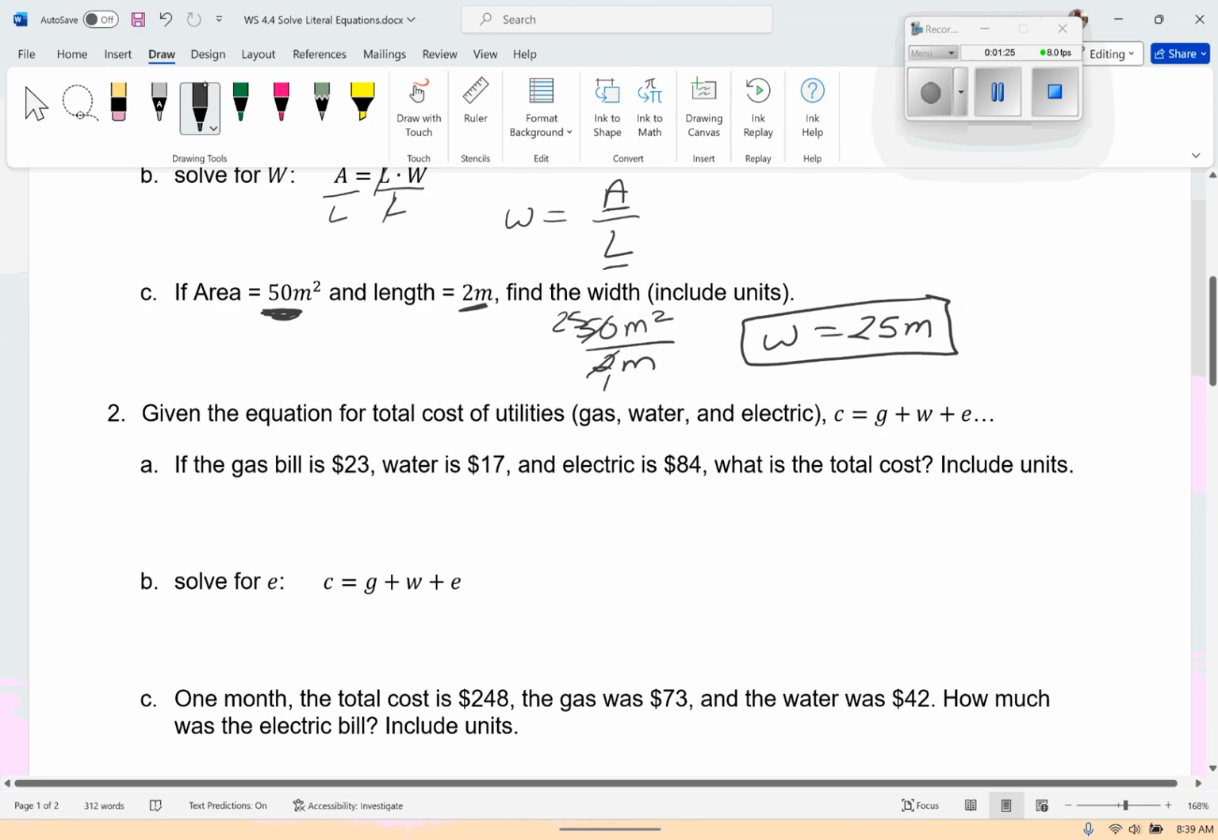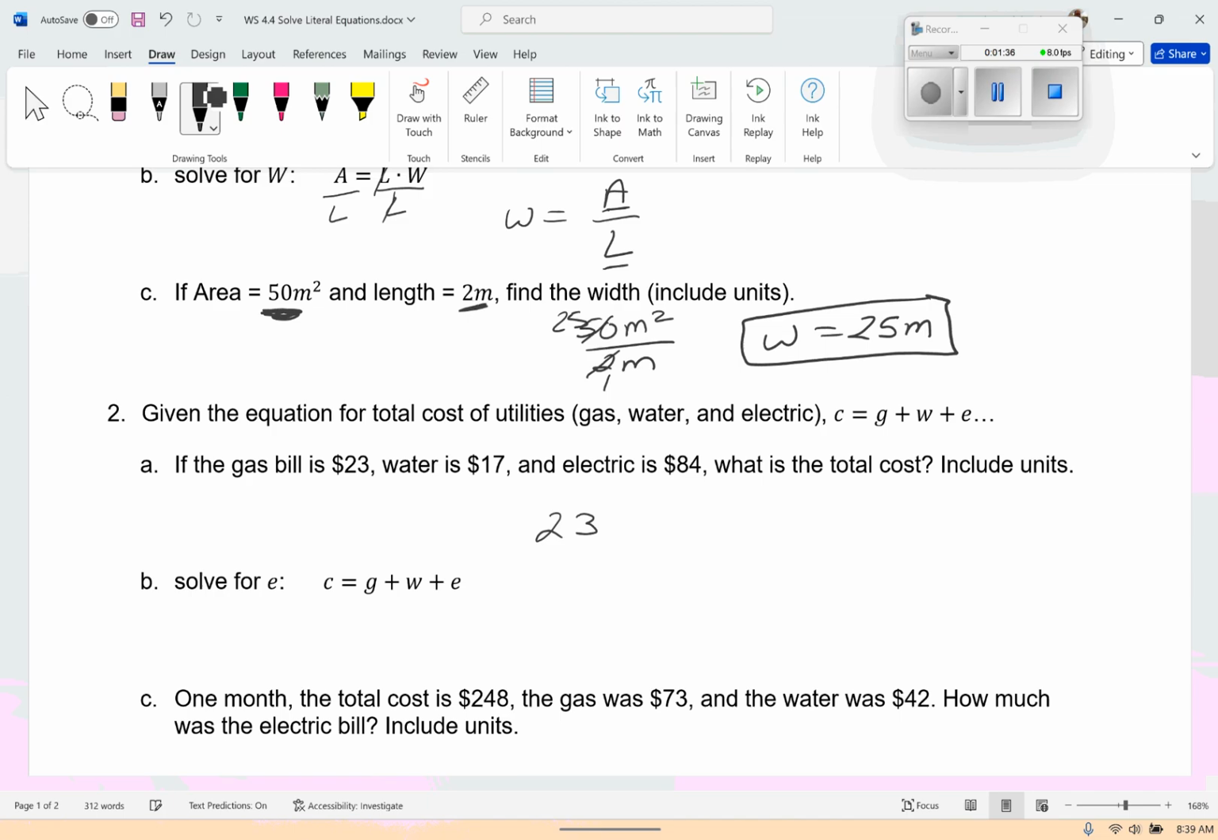Problem number 2 says they have, for gas, water, and electric, this equation, G for gas, W for water, E for electric. So if the gas bill is 23 and the water bill is 17, the electric bill is 84, then for the entire cost, I'm going to add those together. So I'm going to get 23 plus 17 plus 84, and I'm using a calculator. So my entire cost is $124.